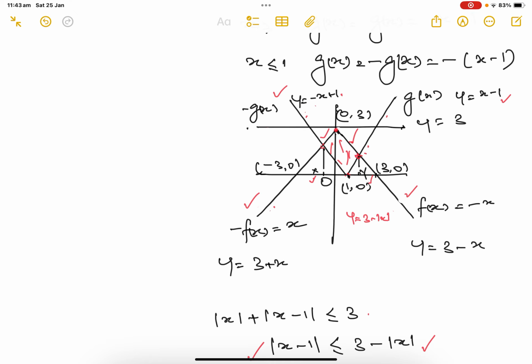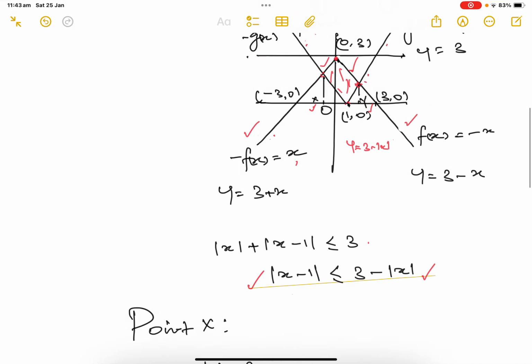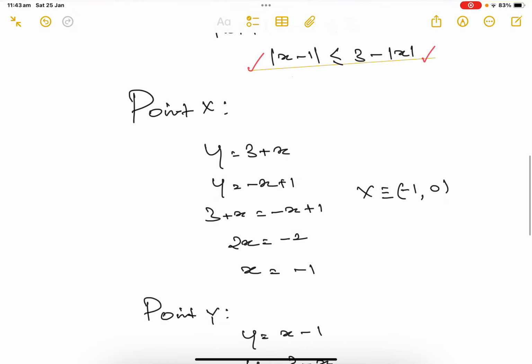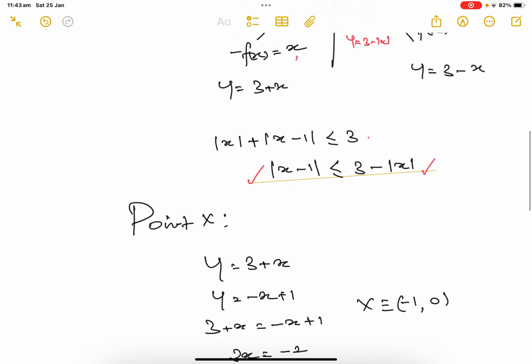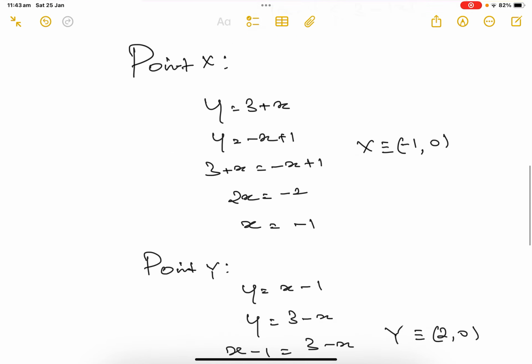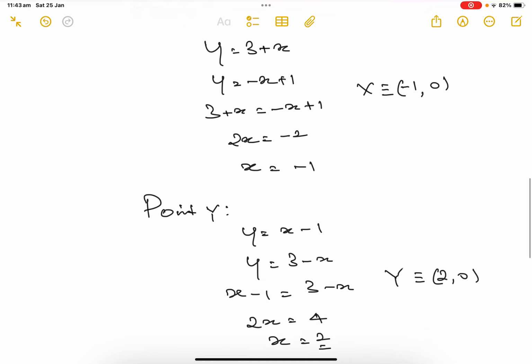This graph is here, that graph is there. So we have y equal 3 plus x as the first graph on the left-hand side, and y equal minus x plus 1 is the second graph on the left-hand side as well, on the left of the pivot point. That will give us the coordinate of point x.